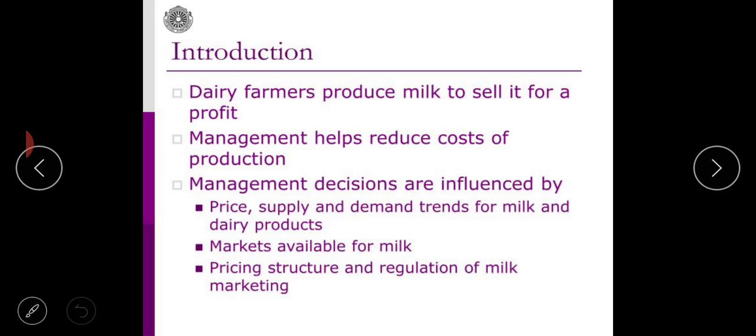So this is an introduction about how marketing is done. Dairy farmers produce milk to sell it for a profit, and management helps to reduce the cost of production. So that is always obvious. Management decisions are influenced by price, supply and demand trends for milk and dairy products, markets available for milk, and pricing structure and regulation of milk marketing. So this is a brief introduction about marketing strategy.